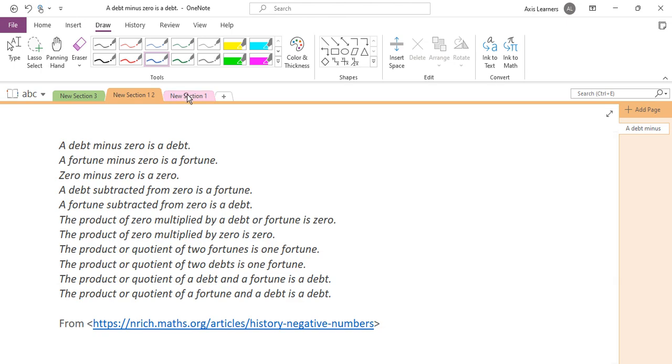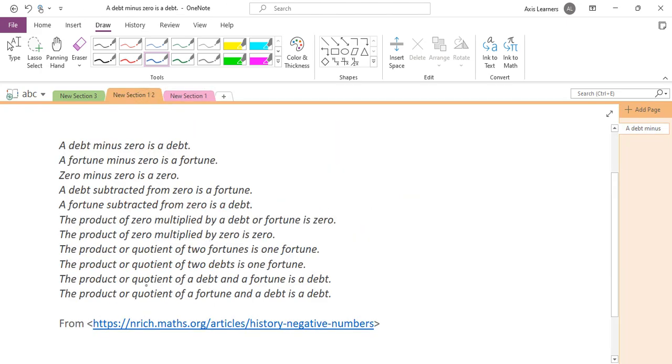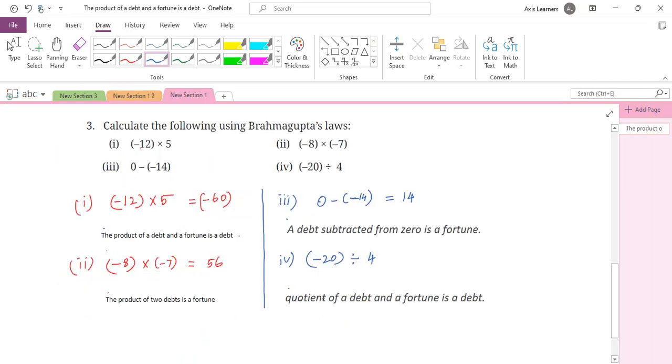Okay, see here, the numerator is a debt, the denominator is a fortune. So the quotient of a debt and a fortune is a debt. So we will use this law here. So what will be the answer? 20 divided by 4 is 5. Since it is negative, we will get minus 5. So the quotient of a debt and a fortune is a debt. That's all. So we completed all 4 by using the law.